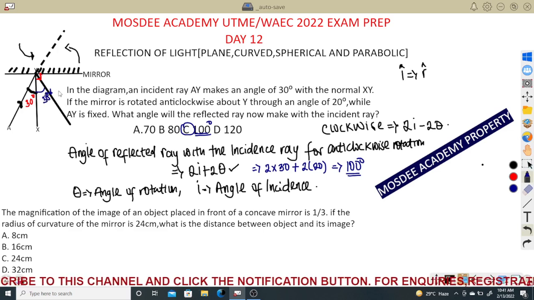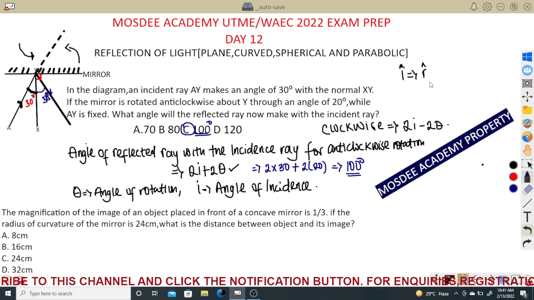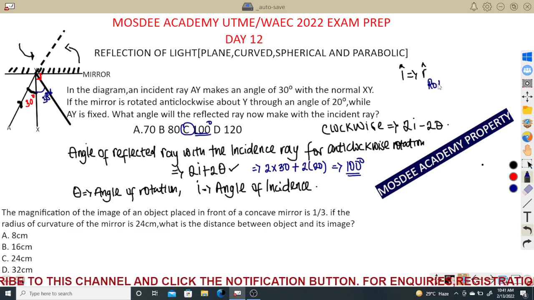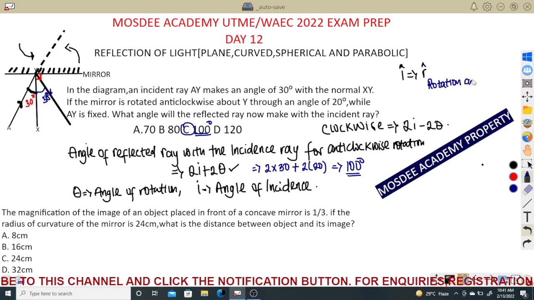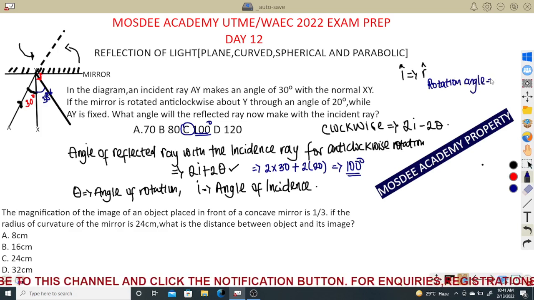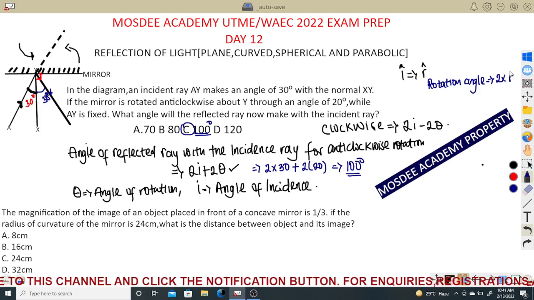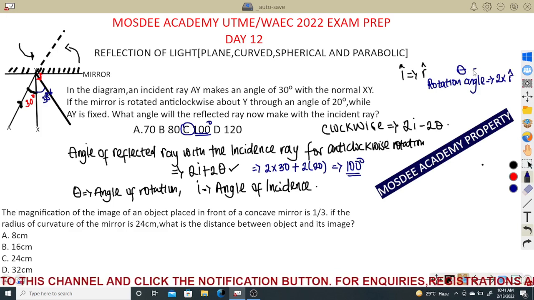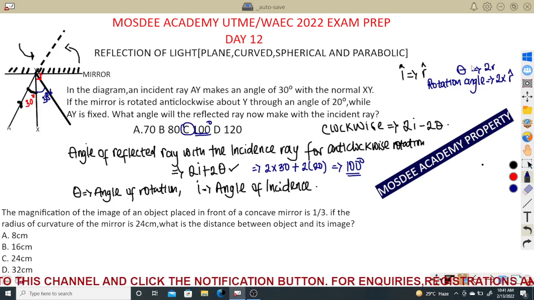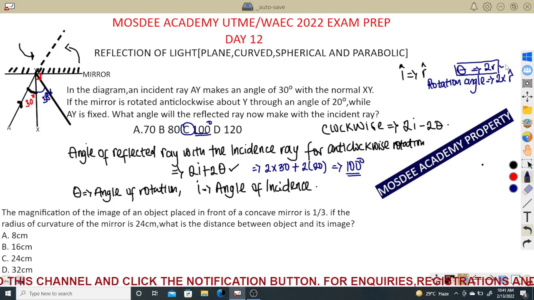Then there's another important thing: when a mirror is rotated, the angle of rotation, which I call theta, is always twice the angle of deflection. So theta is also always equal to 2R. You can keep that in mind, because in a direct question that you might have seen, this thing will be deviated.